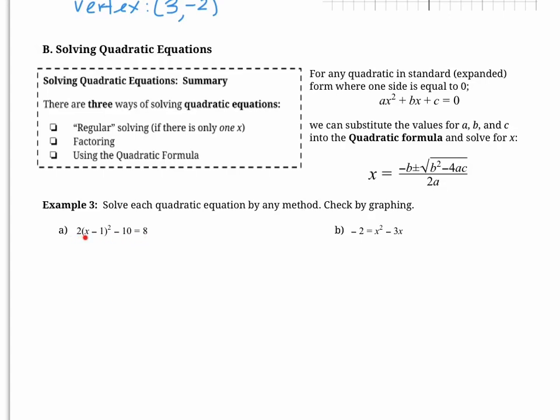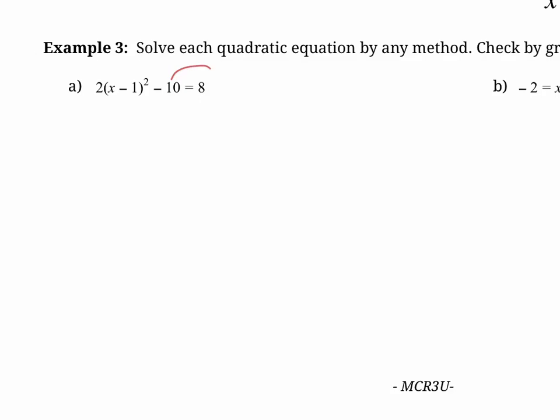I can just isolate for x. So instead of expanding this, because if I expand, I'm going to have more than one x value. Let's just get x by itself. So let's start by removing the 10. So I'm going to get rid of that minus 10 by just adding 10. So I'm going to kick that 10 onto the other side, and my equation is going to become 2x minus 1 all squared is equal to 8 plus 10. So I've got 2x minus 1 all squared is equal to 18.